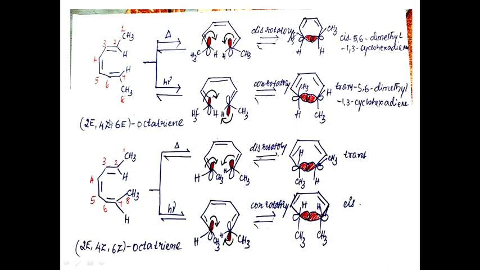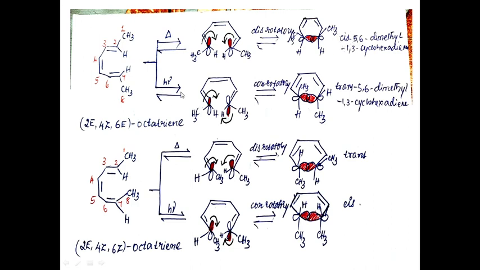Now let us look at 2E,4Z,6E octatriene. Fine. See here, we know under thermal state HOMO is symmetric. So symmetric HOMO, you have to do disrotation. So while you do disrotation, CH3 is pushed up, CH3 is pushed up. Obviously you're going to get a cis product.